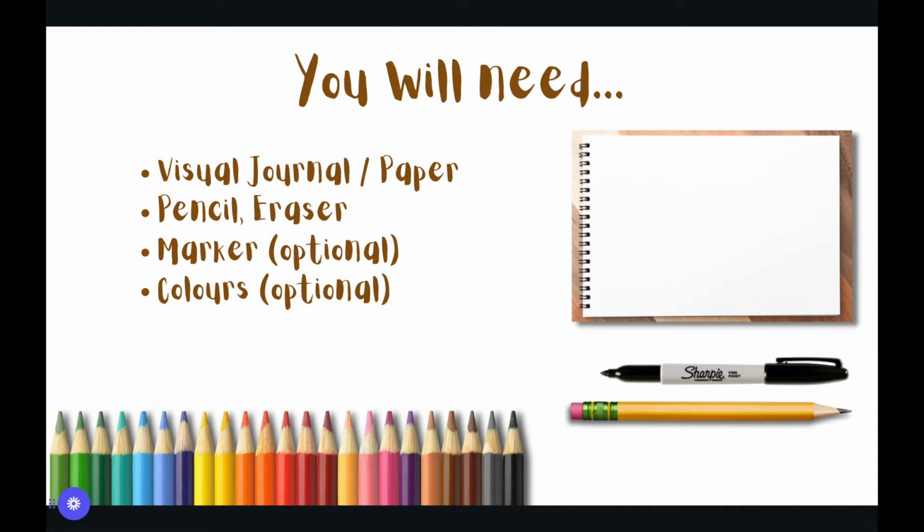So what are we going to need? So I'm using my visual journal. You can use just a sheet of paper if you don't have your visual journal yet. I'm using a Sharpie to draw in the video, but you can use a pencil if you like. I'm using the Sharpie so that you can see what I'm drawing more easily. And then you can use your Sharpie marker or your pen to outline once you're done your drawings. And you can also add color to your drawings once you're done. Those are both optional steps.